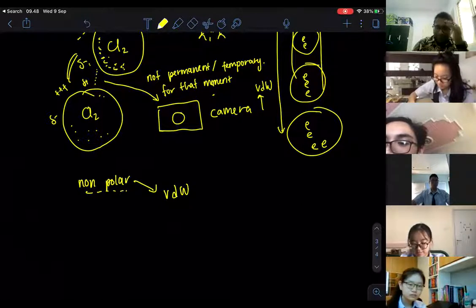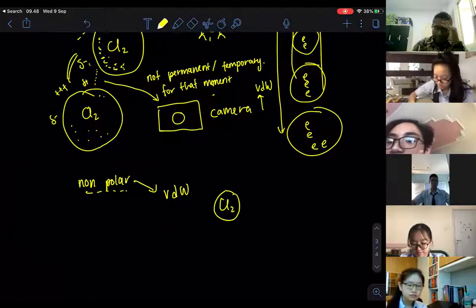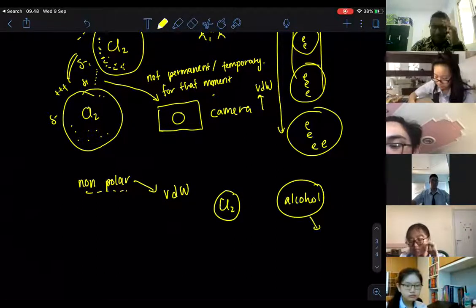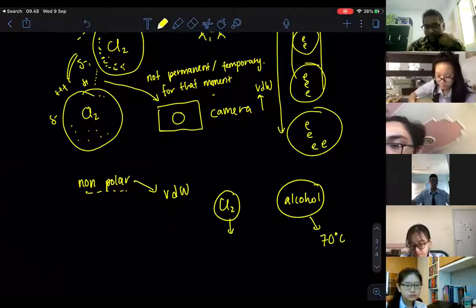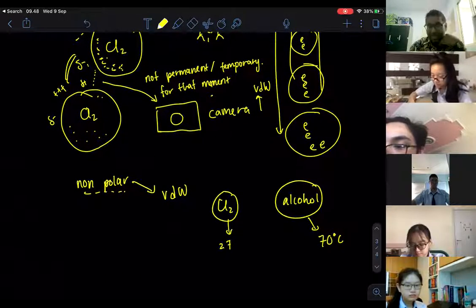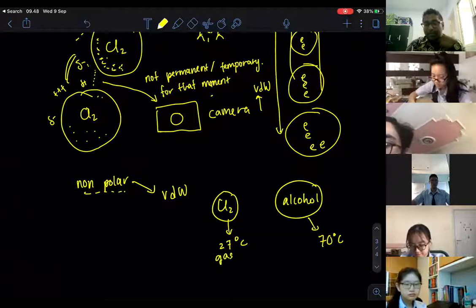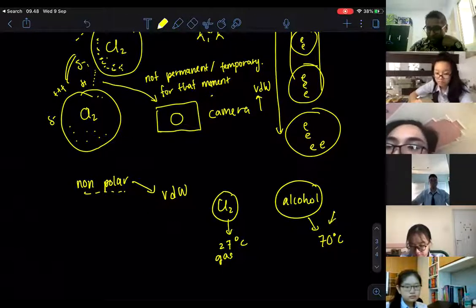Therefore, if you compare chlorine with alcohol, ethanol for example boils at 70 degrees Celsius. We know that at room temperature, around 27 degrees Celsius, chlorine is a gas. So at 27 they are already gas, but alcohol needs to reach 70 degrees Celsius to change into gas. So you can see why it requires a bit more energy.